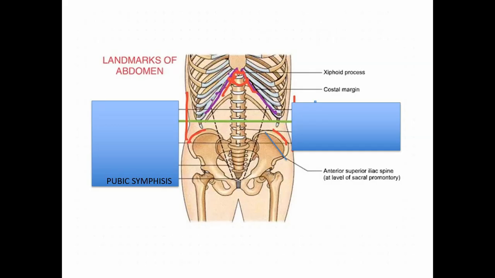Along with the xiphoid process, as you can see, superior laterally there's a costal margin. The costal margin is basically formed by the 7th, 8th, 9th and 10th rib. Just below the costal margin you can see a green imaginary line which indicates the subcostal angle.